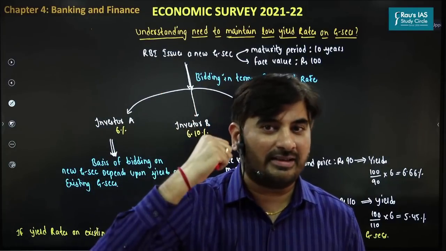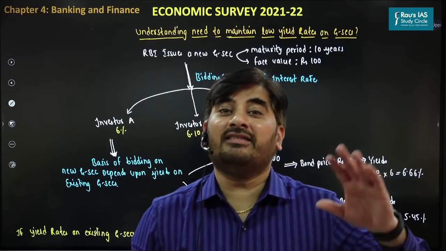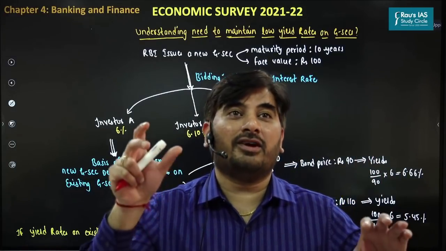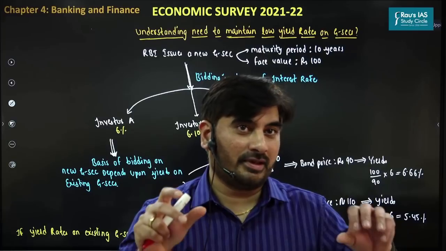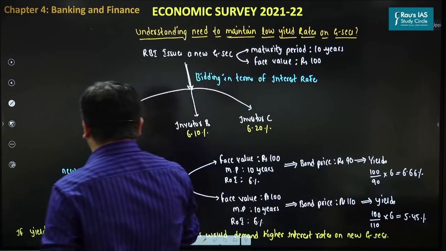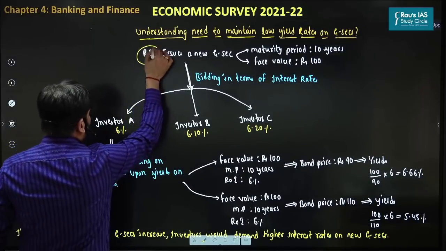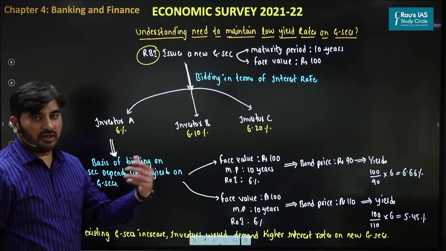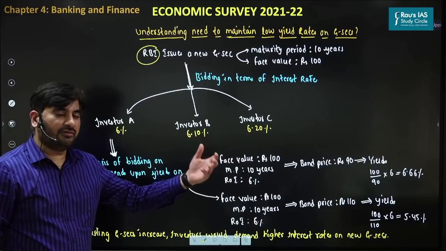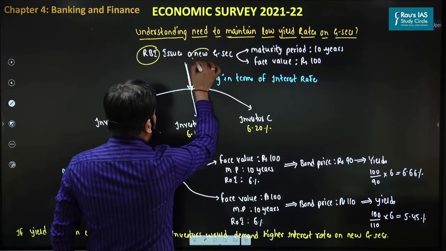So once we understand this particular topic, we'll then take up the discussion of what is Operation Twist and what is the government securities acquisition program. Clear? So let's understand this. Now, I hope all of you know that RBI is the debt manager of the government. So it is the RBI which issues the government securities on behalf of the government. So let's say the RBI is now issuing a government security, for example.